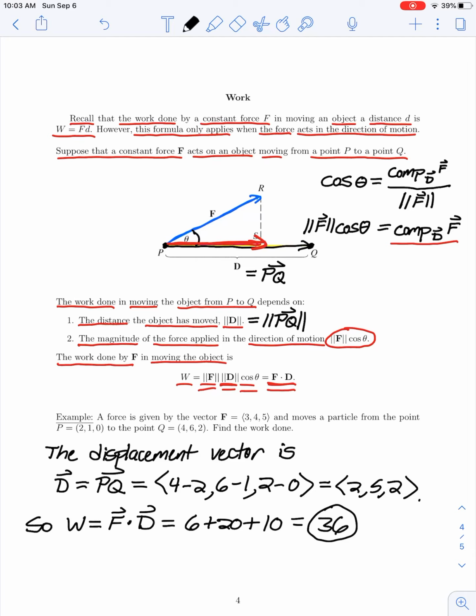altogether 36. Now here we weren't given any specific unit for the magnitude of the force or the distance traveled, so this might be something like Newton meters, could be joules, so just depending on what the units are for the problem, we might have a different unit for work.